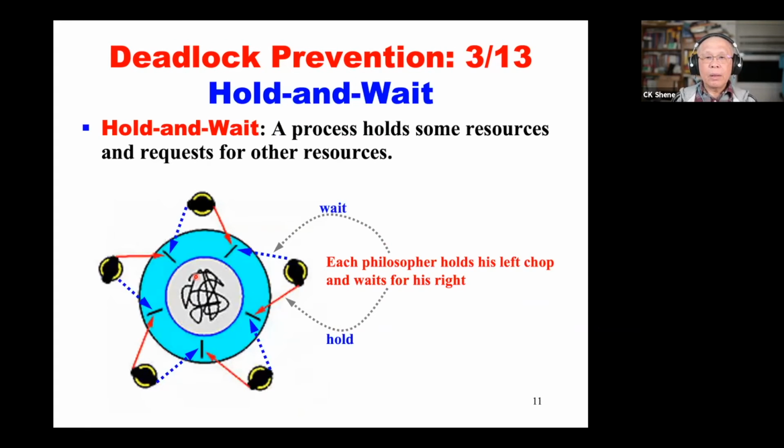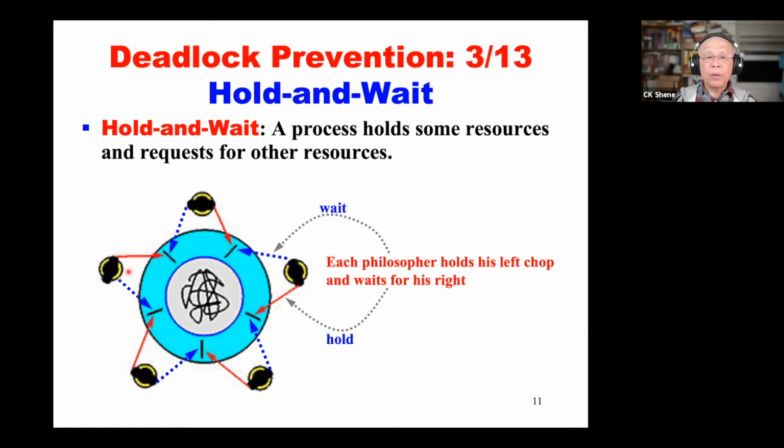Then let's analyze hold and wait. That means a process holds some resources and at the same time requests other resources. Now look at this diagram. This diagram shows a deadlock.